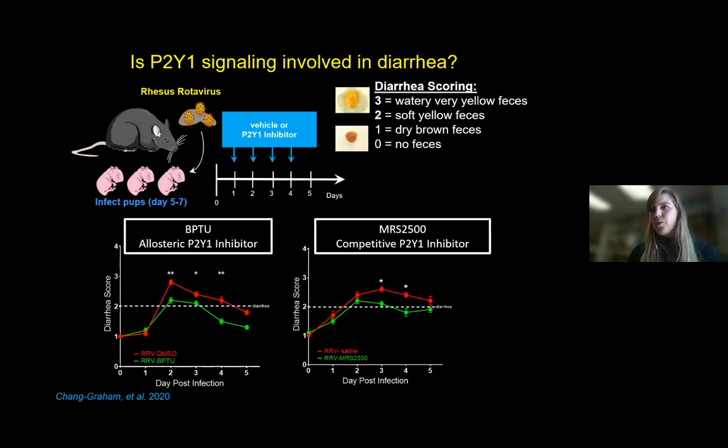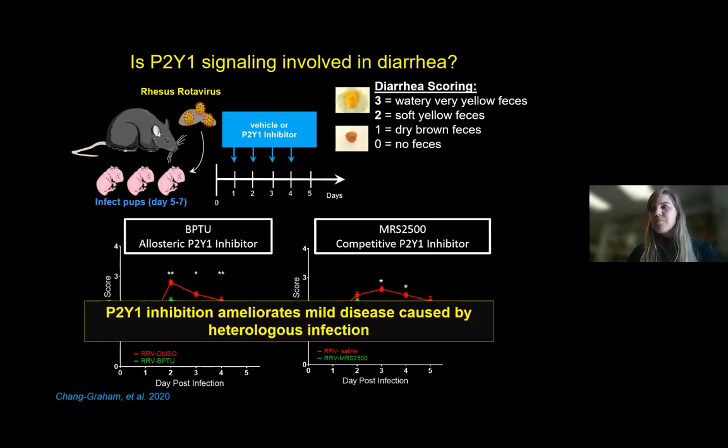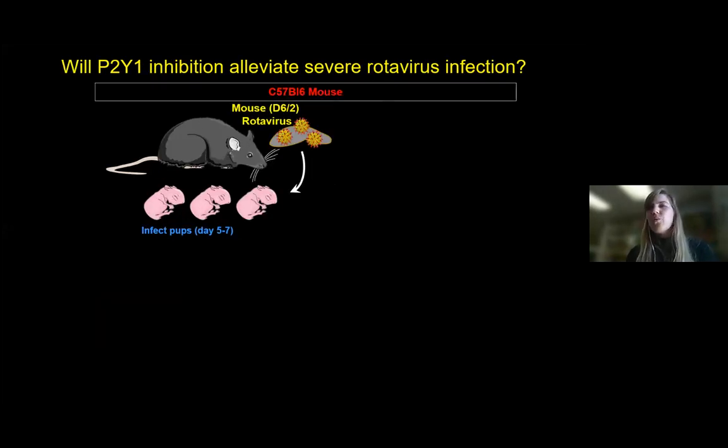And this ultimately pointed to the fact that P2Y1 inhibition can at least ameliorate the mild disease that is being caused by our heterologous infection. And so this led us to wondering whether or not inhibiting P2Y1 can alleviate a severe model of rotavirus infection, which would be gavaging our mice, or infecting our mice, with a mouse rotavirus. And so again, taking our neonate pups at age day 5 to 7, we gavage them and then we monitor them up to 5 days.